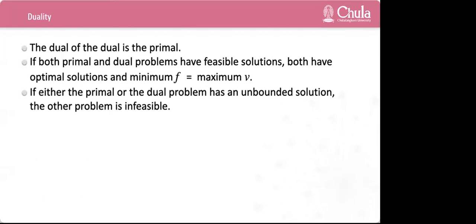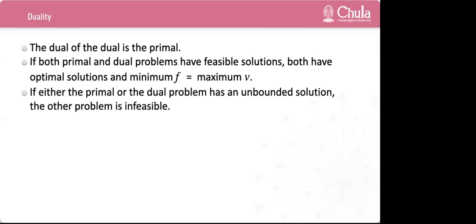If both primal and dual problems have feasible solutions, both have optimal solutions. That means if you can find a feasible solution for the primal problem, and you can solve the dual problem, then the minimum F becomes the maximum P. If either the primal or dual problem has an unbounded solution, the other problem is infeasible.